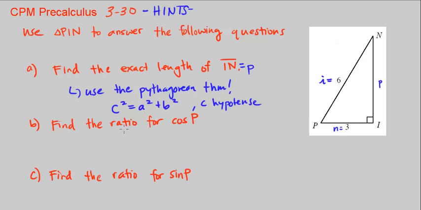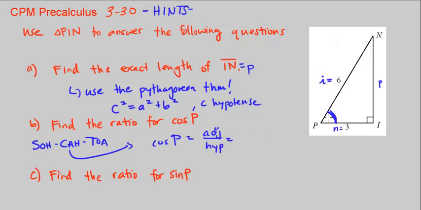B says find the ratio for cosine of p. So remember, if p is here, this is the reference angle. The hint here is SOHCAHTOA, right? Cosine we know is CAH from SOHCAHTOA, where it says cosine of p is just a over h, and a is the adjacent side, and h is the hypotenuse, right? So you're going to have to go ahead and look at the adjacent side of p and the hypotenuse of p to figure this out. All right.